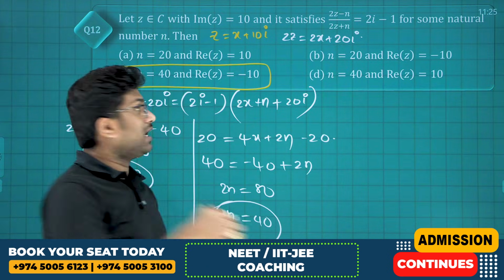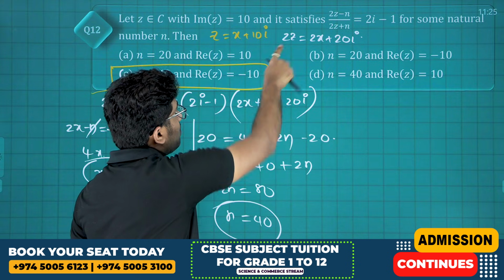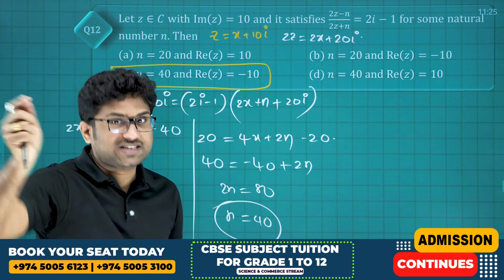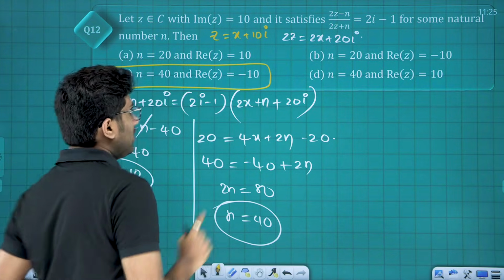Clear? In the beginning I have taken z is equal to x plus 10i, but 2z as 2x plus 10i I have taken, okay, do not commit such mistakes.